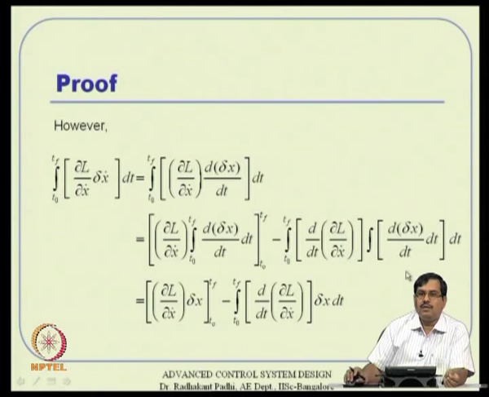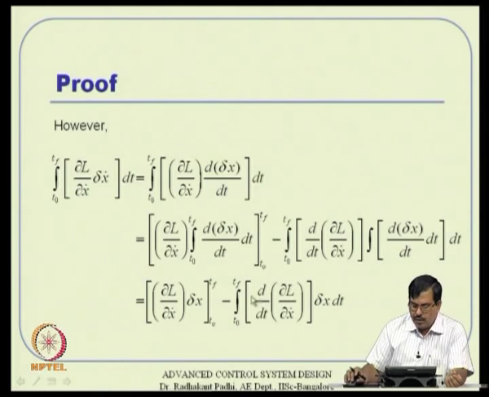Then we can exploit this other condition, the integral of the derivative. So, this one will go and we are left with only delta x here, and similarly we will also be left with only delta x. So, no matter what the coefficient is, we are left with variations in terms of delta x only. That is the kind of transformation we get.